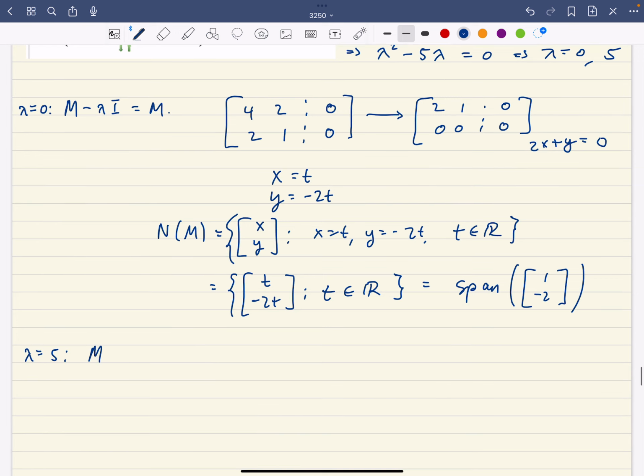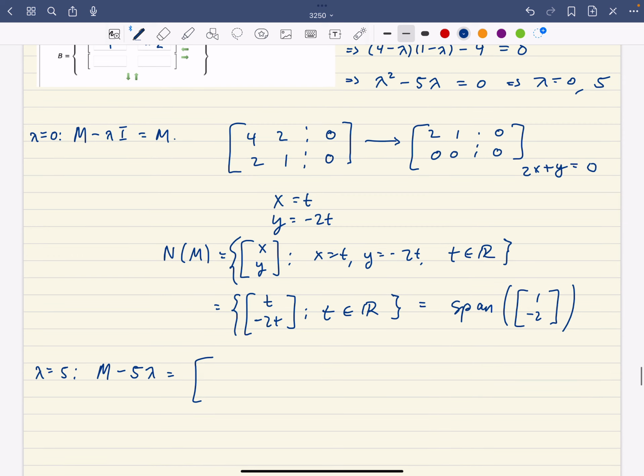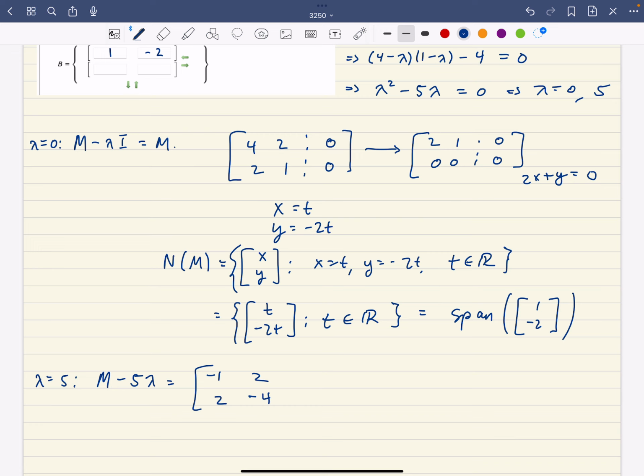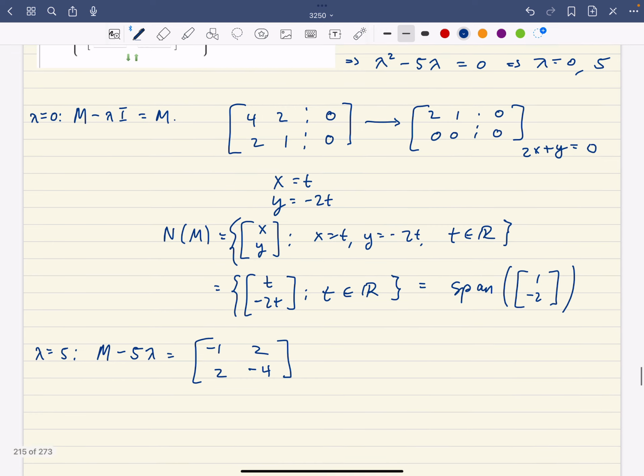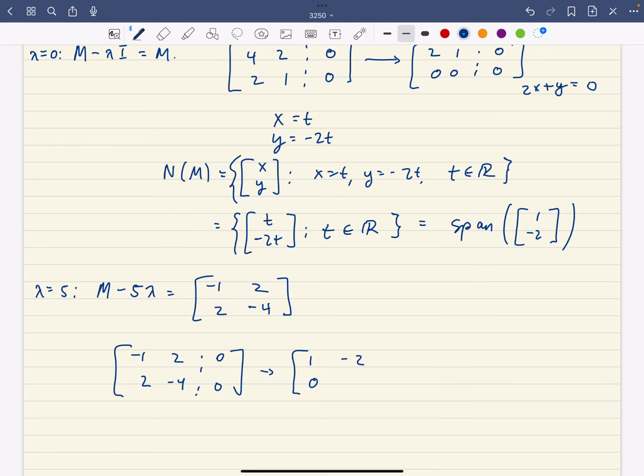So we're going to look at M minus 5 lambda. That's going to be, let's see, so we're going to have 4 minus 5, so negative 1, 2, 2, and then 1 minus 5, so negative 4. So that's M minus 5 lambda. So the corresponding eigenspace, or the null space, corresponding to this eigenvector is, let's see, to find that, we're going to take this, augment this matrix with 0, 2, negative 4. This will work out to 1, negative 2, 0, 0.